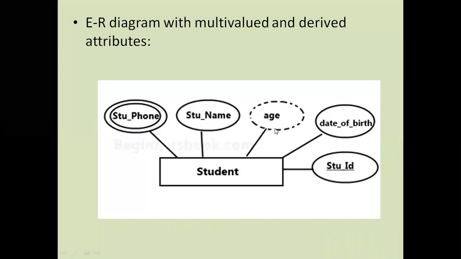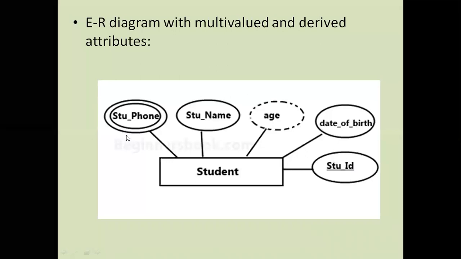And here we are representing a dashed ellipse. What does it mean? Derived attribute. That means if we give the value of the date of birth, it will automatically calculate what the age is today. Another thing is the student name, which is represented with a normal line. Am I right? So that means it is a normal attribute, a non-prime attribute. The other is a prime attribute, or primary key, or key attribute, or key. All these are terminology, so please try to remember this.